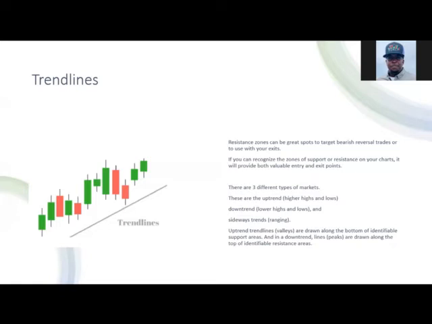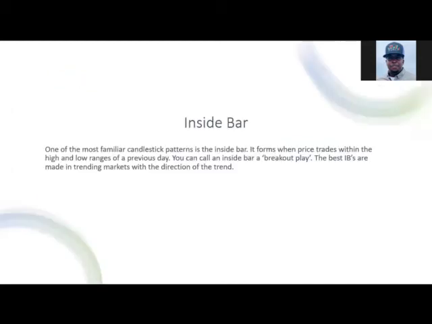Your uptrend trend lines, your valleys. You're going to see these valleys and peaks if you go to a line chart. These are drawn along the bottom of the identifiable support areas. And in a downtrend, your peaks are drawn along the top of identifiable resistance areas. If you switch from candlesticks to line charts, you will see the peaks and the valleys. These are going to hit on your trend lines. This will give you a better idea of where the market is hitting your support and resistance area as well. Your inside bar.